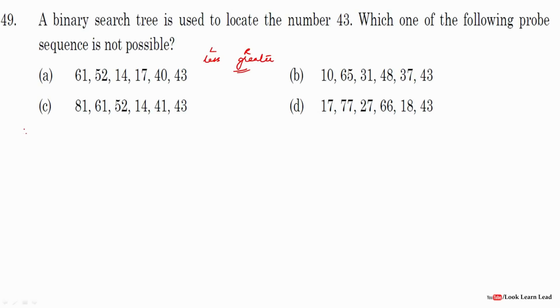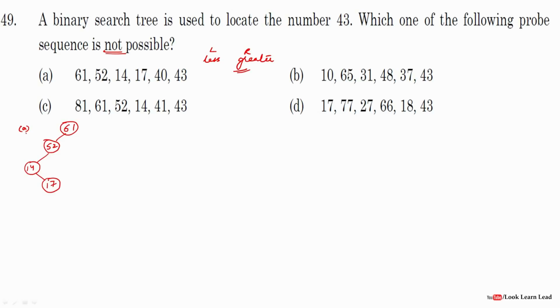For A, first I would be making a binary search tree to check. So we have to find a sequence which is not possible. I will start with 61. I have 61. 52 is lesser than 61, so I will be writing 52 over here. 14 is lesser than 52, so 14 over here. And next is 17. It is greater than 14, so on the right side of 14 would be 17.